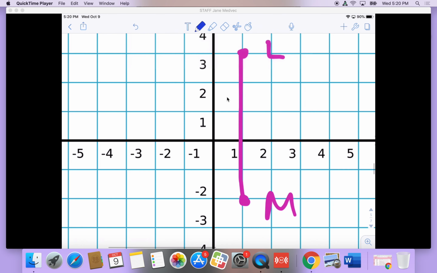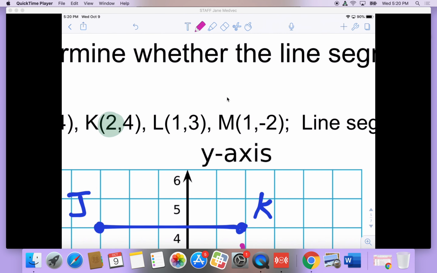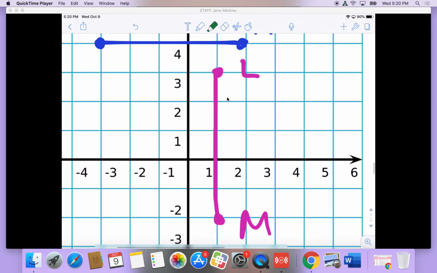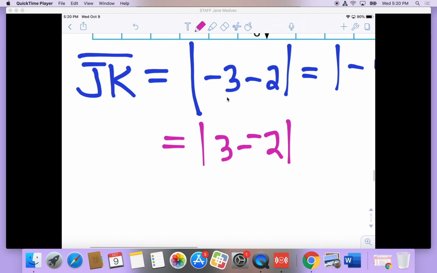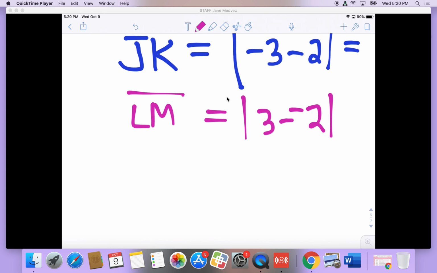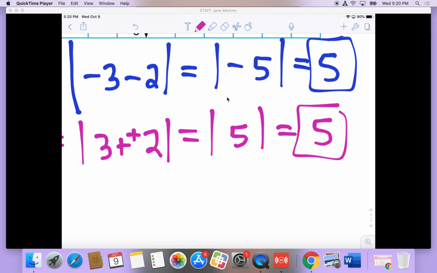Now I'm going to grab the other one. I'm going to grab LM. And when I look at LM, if you take a close look, you're going to notice that I've got the ones that are the same. So I'm not going to grab those numbers. I'm going to grab the 3 and the negative 2. Because when I subtract them, I need a number that's not 0. So I'm going to come back, and again, this is line segment LM. I'm going to do my chop, chop. And you're going to notice that they are the same.